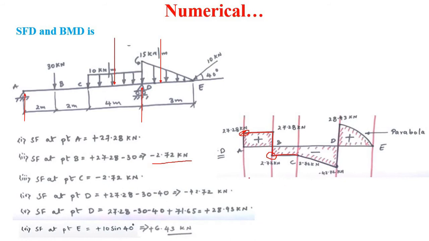Okay, so from point B to C no additional load is there, so shear force will be constant from B to C. So a horizontal line will come here from B to C. Again from C to D, the shear force at point D is equal to minus 42.72 kilonewton. So first of all, locate this point, minus 42.72 kilonewton.